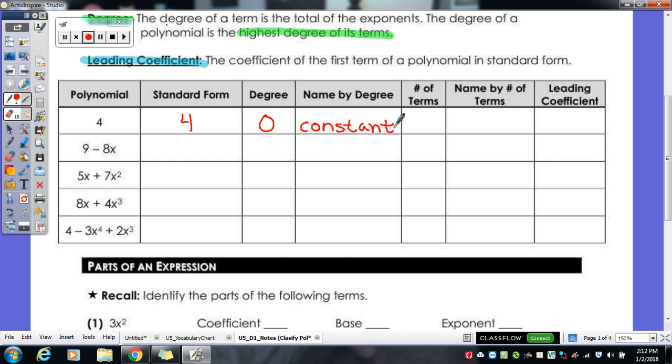By number of terms, this is one term. It's just the number 4. We call one term a monomial. And because it's just a constant number, there is no leading coefficient for that.